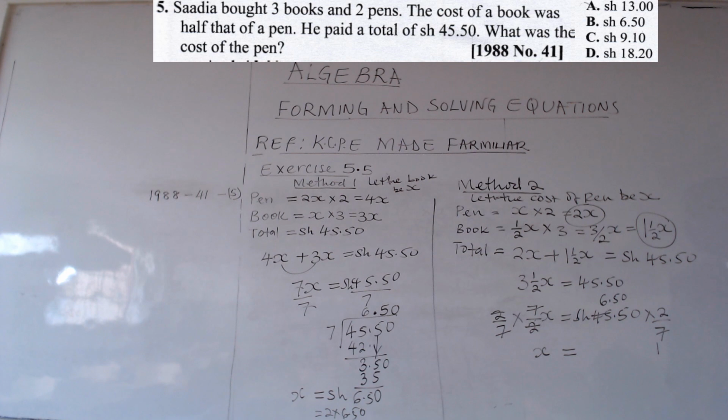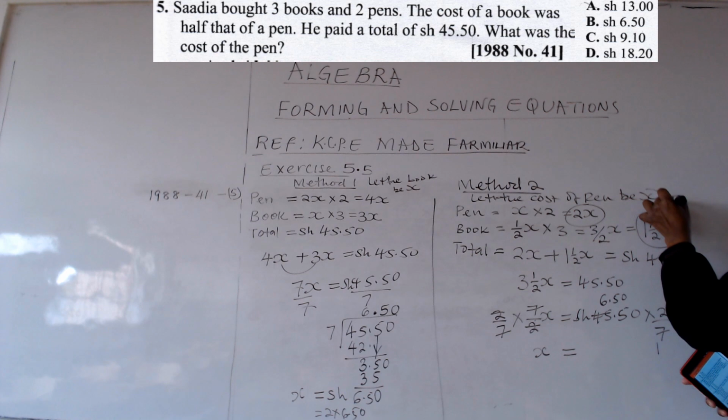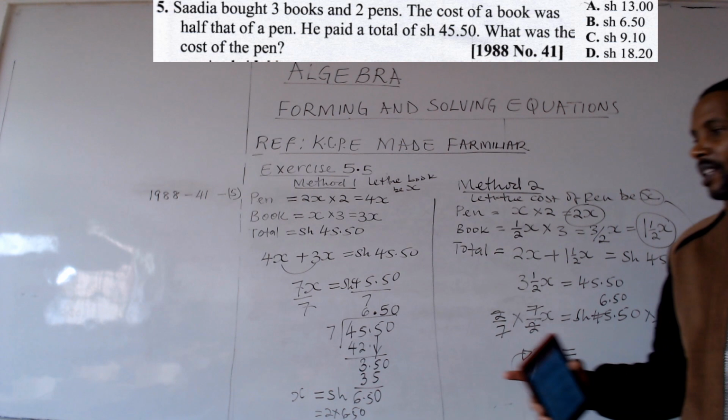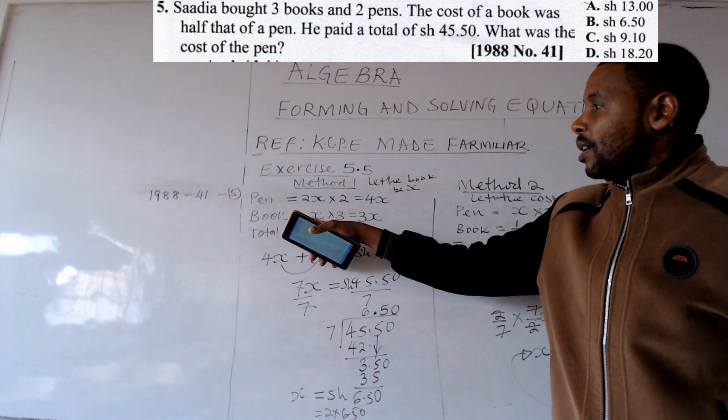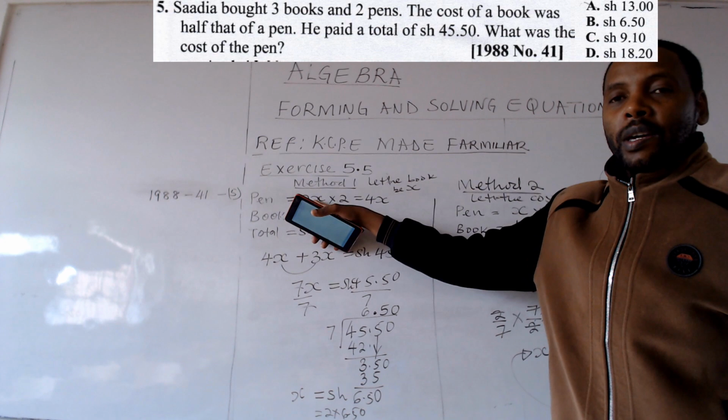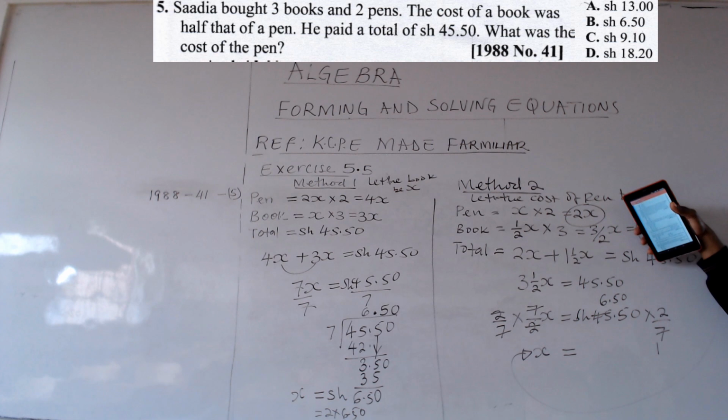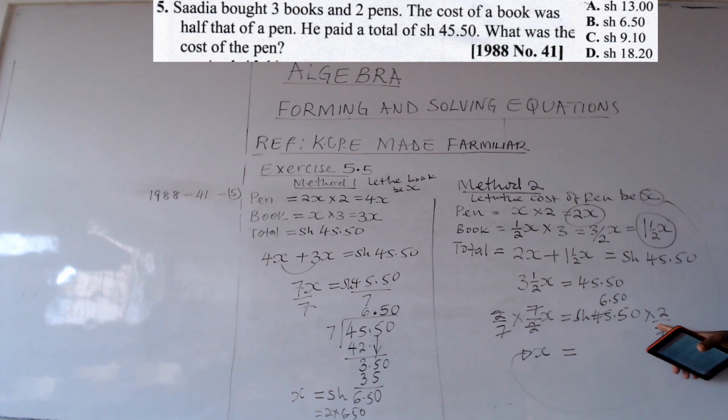And in this one, there's nothing else we'll do because we had let the pen be x. So that x we have got now is the answer we want. But in this case here, the x was representing the value of the book. So that is why after getting the value of x, we had to multiply by 2, because in this case, x was represented by the book. So the pen was twice x. But here, the answer we get, once we get the value of x, remember it is the pen that we have said will be the value of x. It's the one represented by x. So the answer you get after multiplying this, 6.5 times 2, will be now the answer that you want.